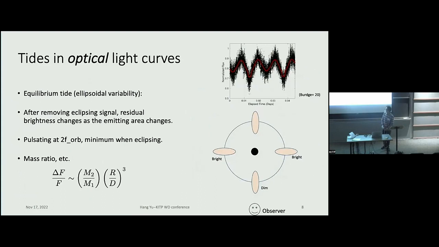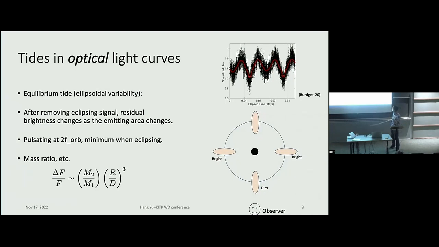The same effect can also be seen in optical. So this corresponds to the ellipsoidal variability of the light curve. The physics is illustrated in the cartoon here. Basically, the tide changes the shape of the white dwarf. That modulates the brightness of the light curve. If the emitting area of the white dwarf is greater towards the observer, then the light curve will appear brighter. And from the cartoon here, we see that this ellipsoidal variability should vary at twice the orbital frequency.